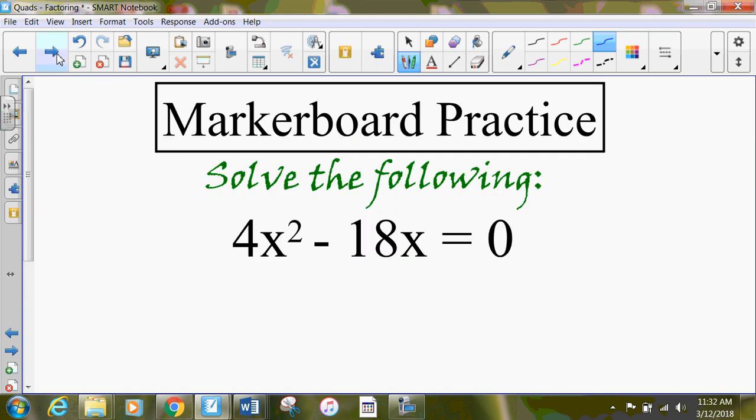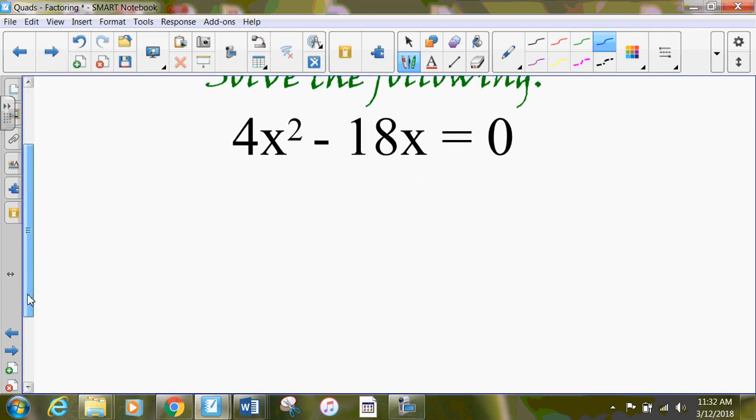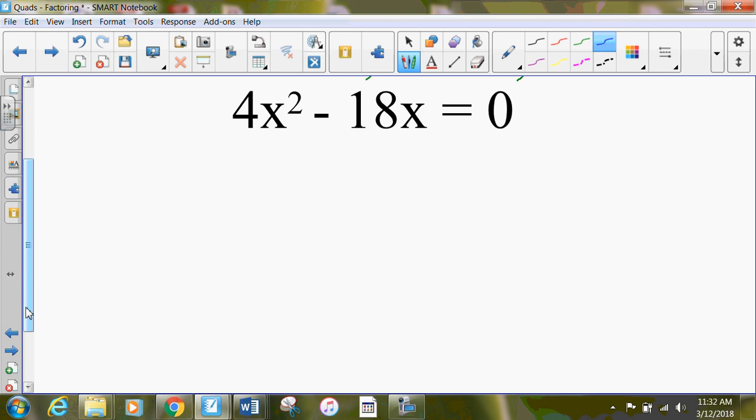All right, let's switch over to the marker boards and pause this. And when you have your answer on your marker board, unpause it. All right, welcome back. 4 and 18, what's the biggest number that goes into both of them?